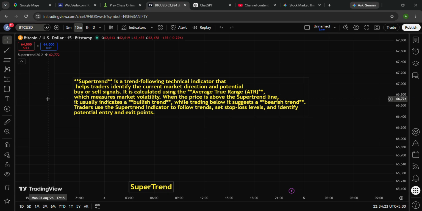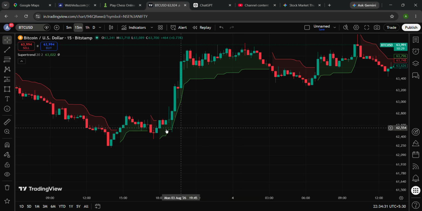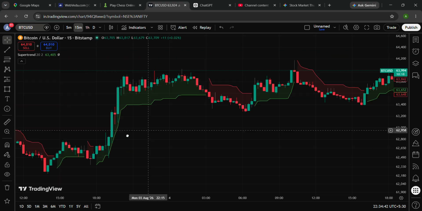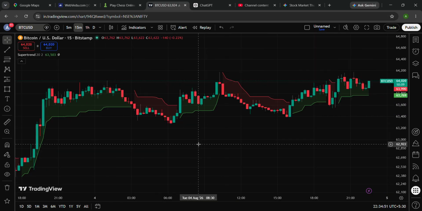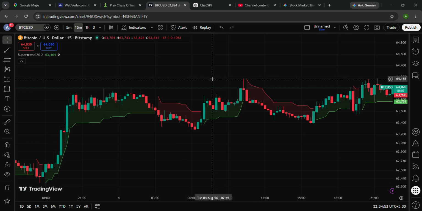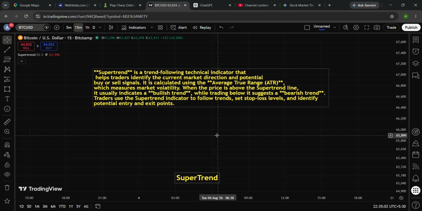When the price is above the super trend line, it usually indicates a bullish trend. If I show you, when the green signal starts, that is the time when you can buy from here, and then you can capture the whole trend. Similarly, it gives you the signal from here. If you sell here, you can make that small profit, for the uptrend and also for the downtrend. So when it looks green, you just buy. When it looks red, you just sell. That is actually its tell.